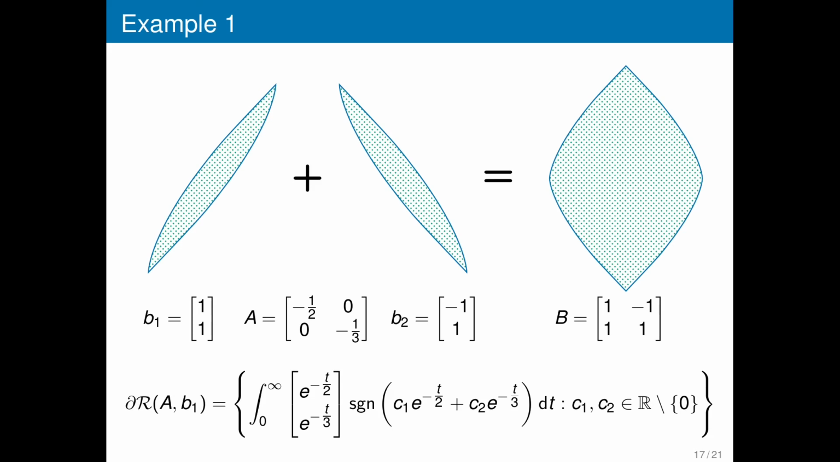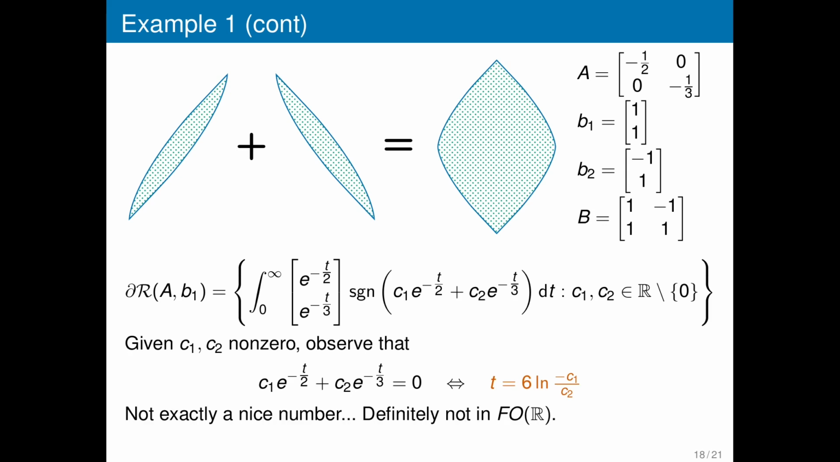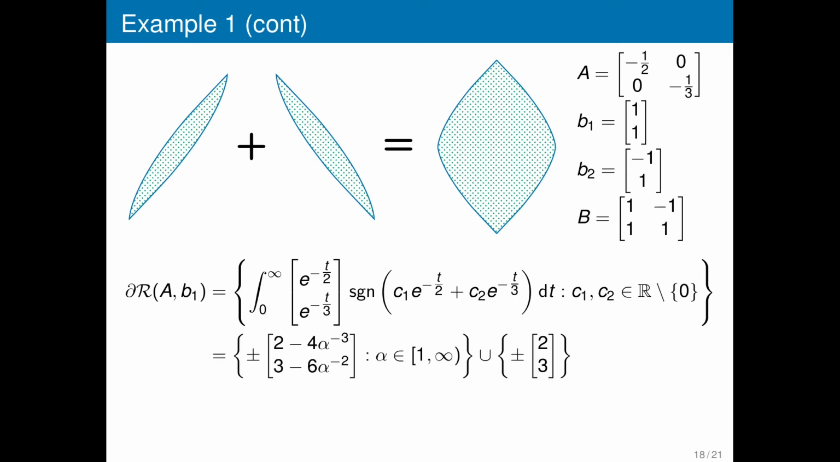By using the formula from the previous slide, we can explicitly write down the formula for the boundary, which will involve an exponential and the integral as well as a sine function. If we look at the formula inside the sine function and we solve for 0, we find that the only possible solution is t equals 6 times the log of the ratio between C1 and C2. At least we have an explicit formula, but this is not a nice number because we cannot write it down in the first order theory of the reals. However, it turns out that if we plug t into the equation and we introduce a real number alpha that is the ratio between C1 and C2, we can simplify the result and write it only using polynomial equations.